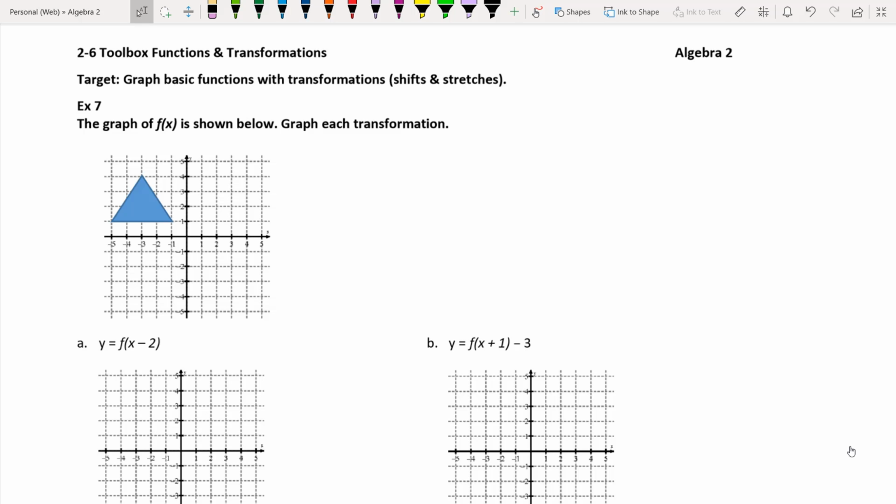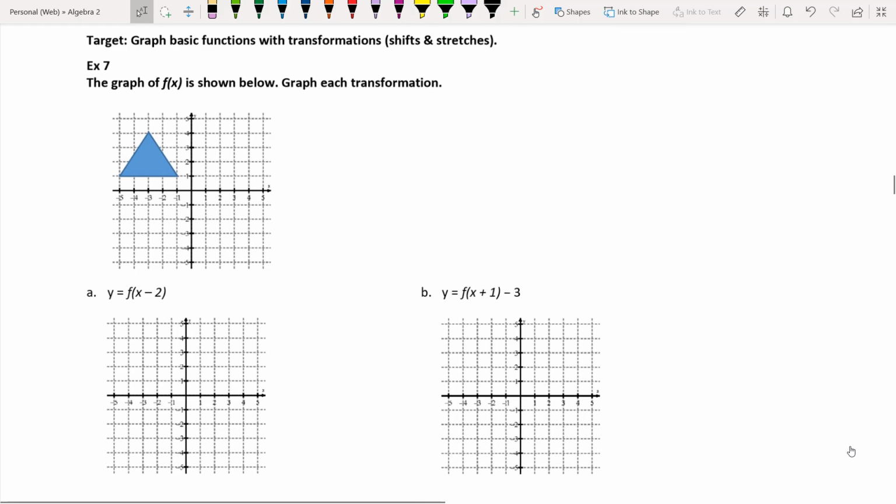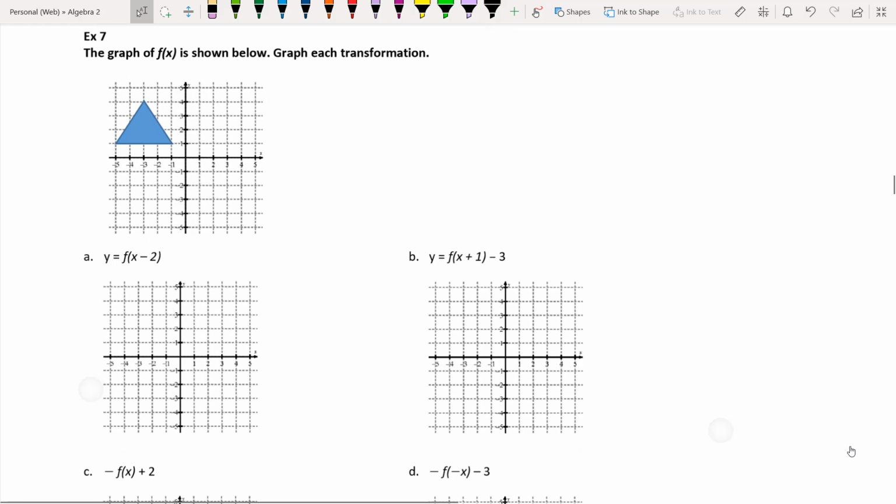The last one I'm going to look at here, and I'm just going to do a couple of these and then I'll put the key on for you guys. We have this graph here, and it's just a triangle, and it says to graph each transformation. So I just want you to think about this. When you see x minus 2 in the parentheses, what does that tell you to do? Hopefully you said right 2. So I'm going to take that triangle and move it to the right 2. Now, on that triangle, there's 3 key points. 1, 2, 3. I don't care about any of the other points on there.